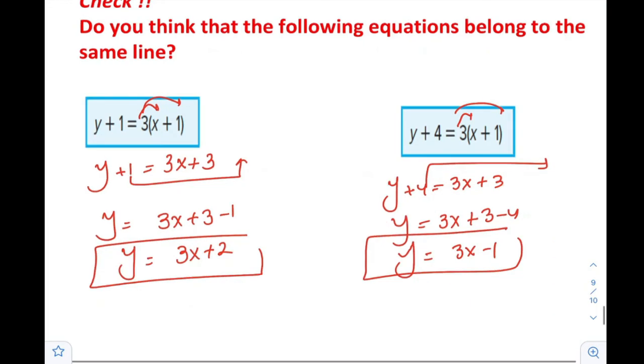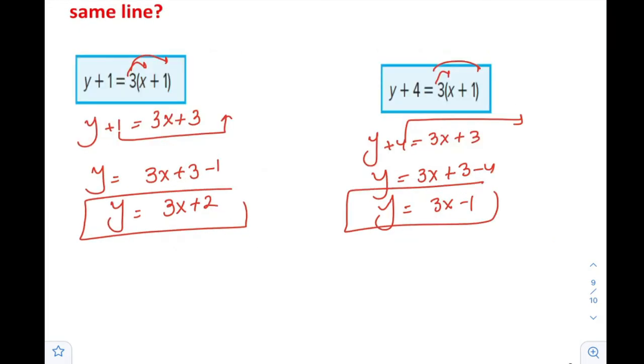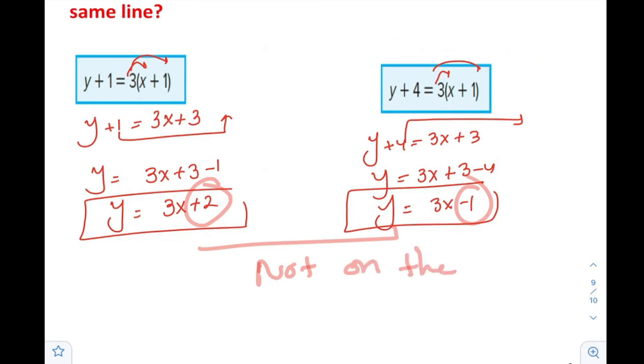As you see here, the lines look parallel but not the same. They have the same slope but different y-intercepts. That means they are not on the same line. Not the same line, the equations. They are parallel to each other.